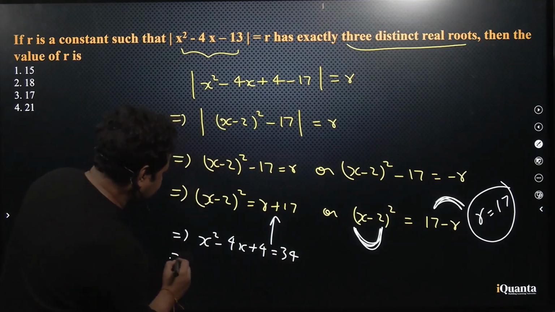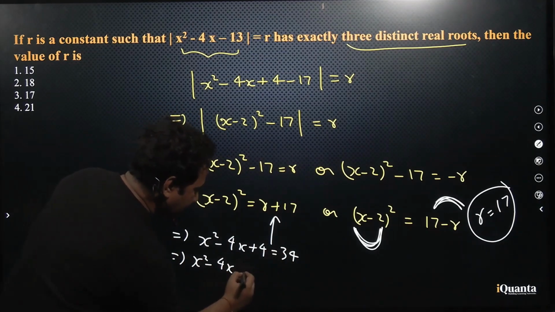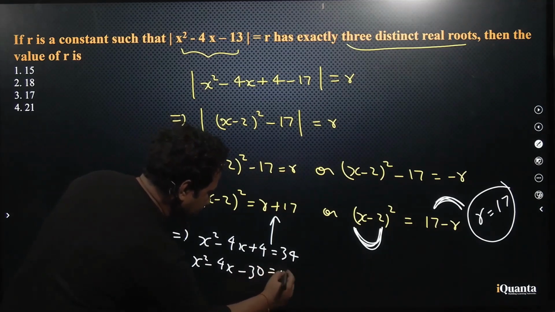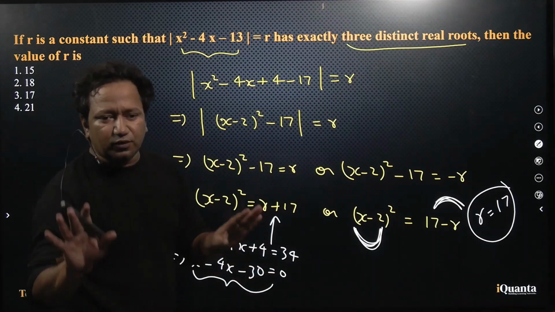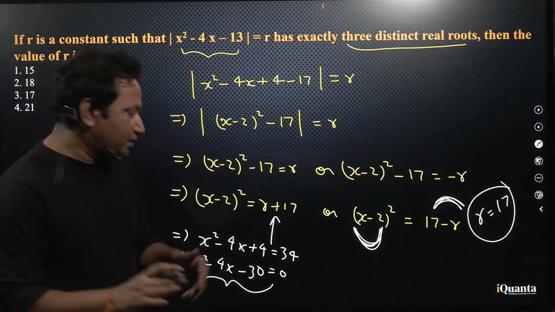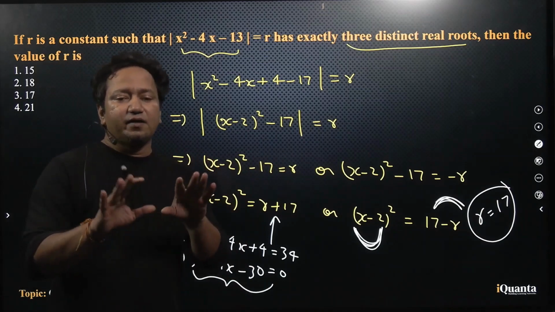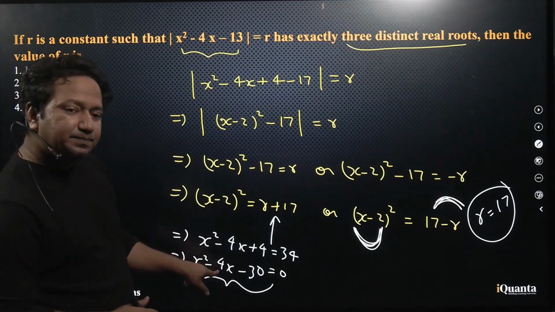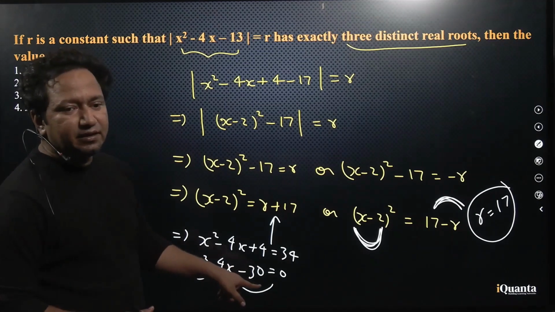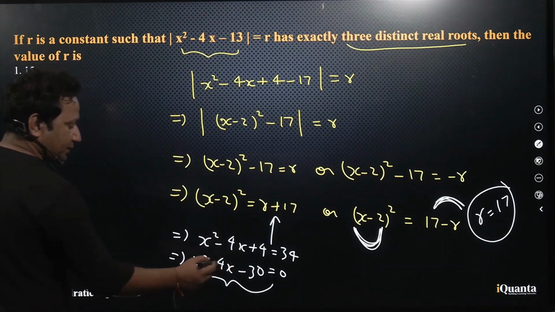So you will get x square minus 4x minus 30 is equal to 0. This quadratic expression will have two roots, of course, but would they be real? That we can calculate by using the discriminant, which is b square minus 4ac. So minus 4 square minus 4 times ac would actually be a positive value, isn't it? Let us look at this.